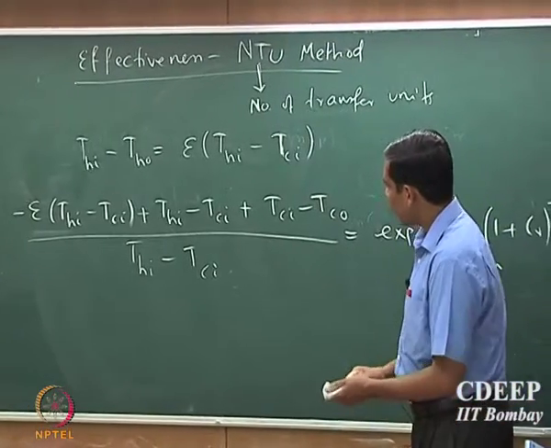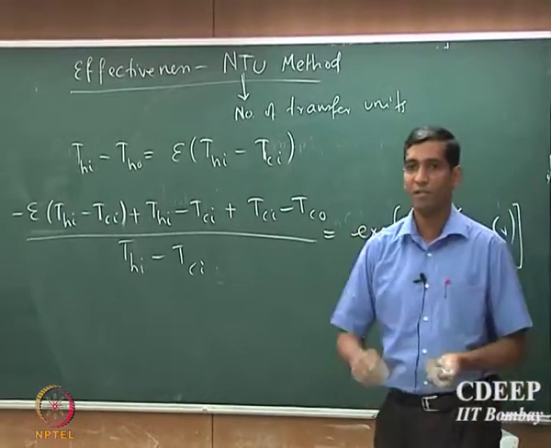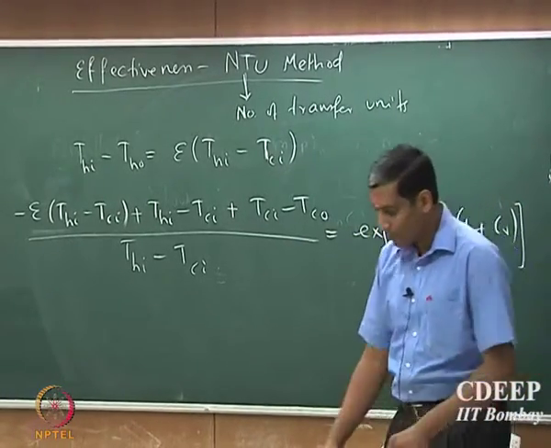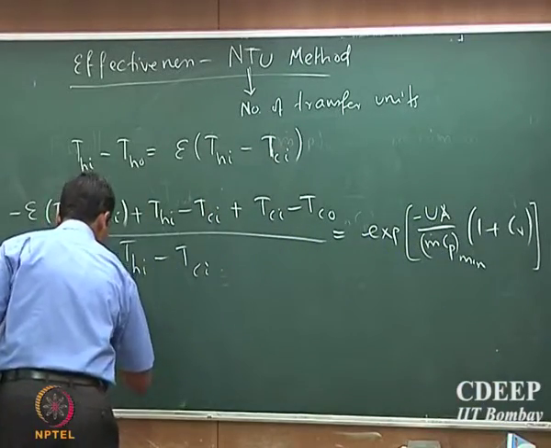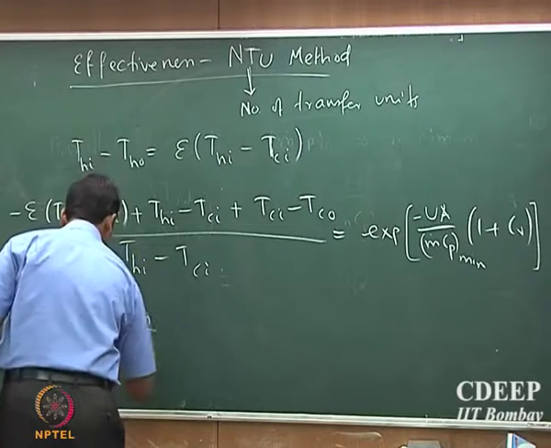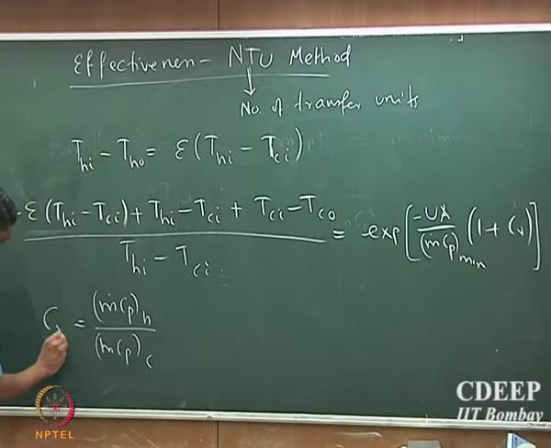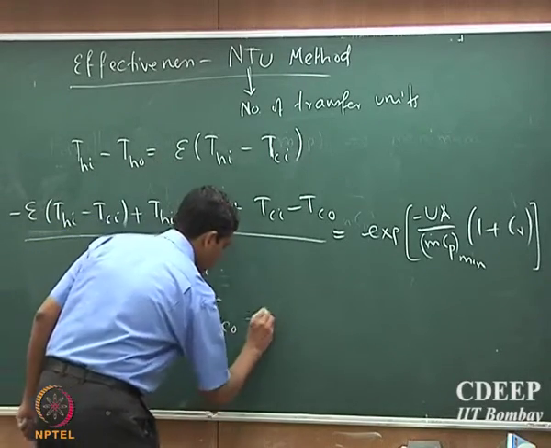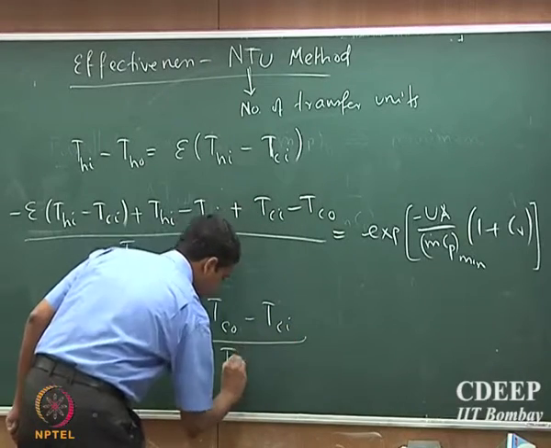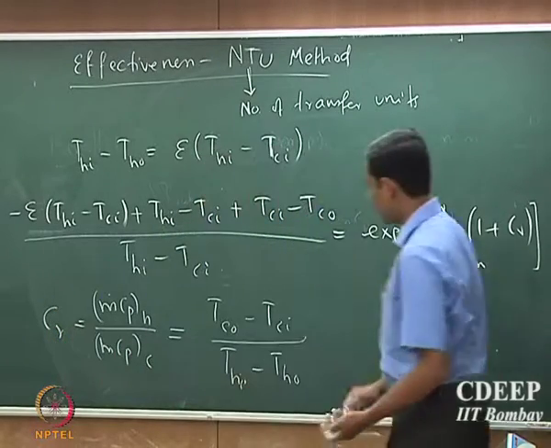So now, we have eliminated Tho from this expression. We need to eliminate Tco. How do we do this? How do we eliminate Tco? Using the heat balance. So we have m dot Cp of hot fluid divided by m dot Cp of cold fluid, which is basically Cr. Remember that, that's the definition, right? That should be equal to Tco minus Tci divided by Thi minus Tho, right?